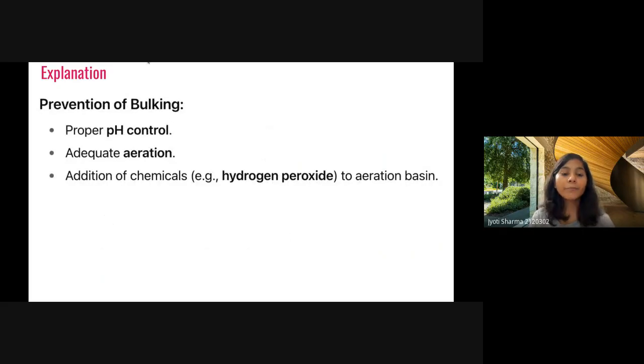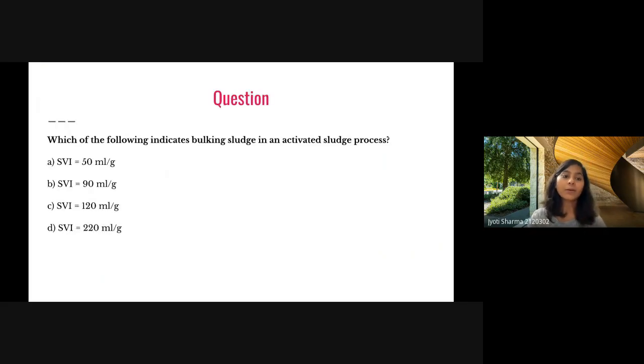And how can we prevent this bulking? Either we can have proper pH control, we can give more oxygen, more air to the aeration tank, and we can also add some chemicals to have a particular consistency of this sludge.